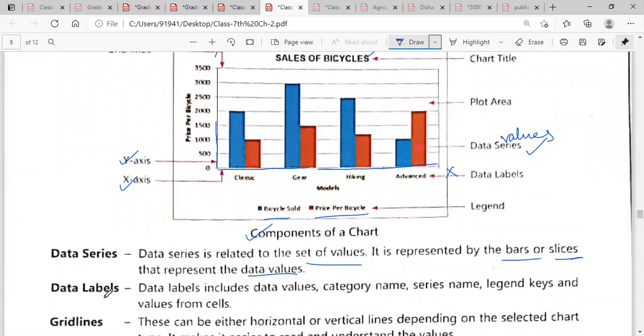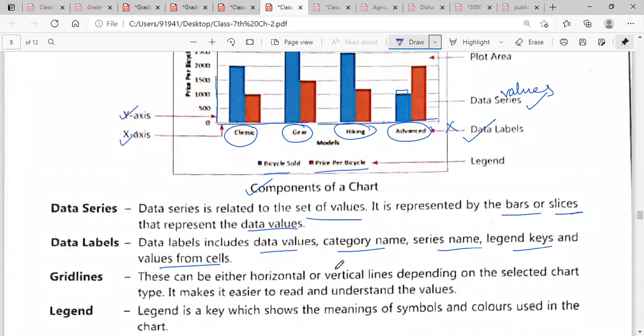Okay, now data labels. Data labels include data values, category name, series name, legend keys, and values from cells. Now what are data labels? Data labels will label these bars. We label the bars. Okay, now next is grid lines.